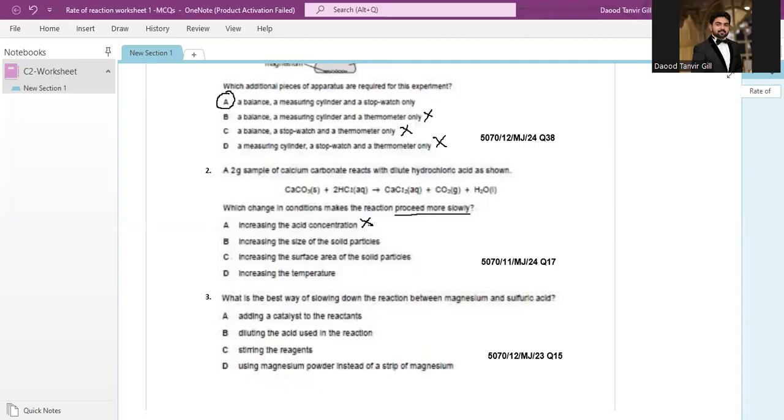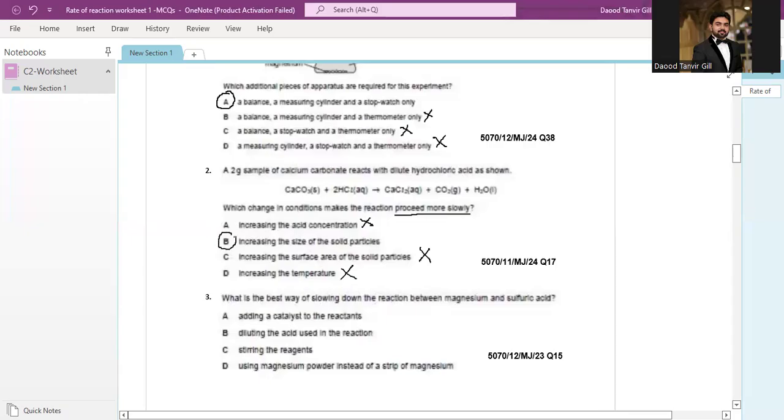Let's look at the other two options. Increasing the surface area of the solid particles. Yes, this will definitely increase the rate of reaction. This is also not the correct option. And option number D, increasing the temperature. Increasing the temperature will increase the kinetic energy of the reactants. So this is also the wrong option because this will increase the rate of reaction, as there are more chances of successful collisions. Particles would collide more frequently. So this is also not the right option. So the right option is B, as this will only slow down the rate of reaction. So this is the correct option.